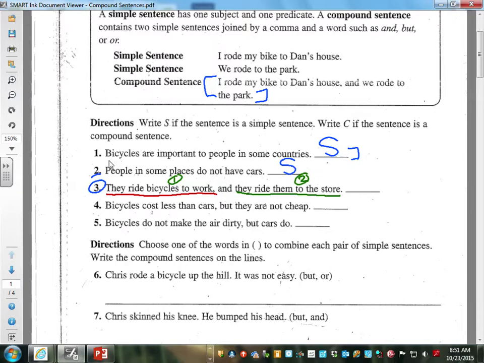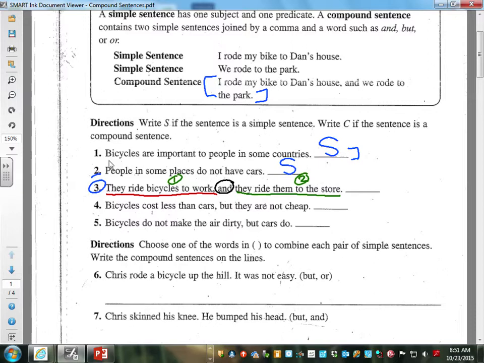Now, in order to take your two simple sentences and form them into compound sentences, you have to add what we call a conjunction. It's a word that connects the two sentences together. In this sentence, our conjunction is the word and. And is a conjunction that combines your two sentences together.